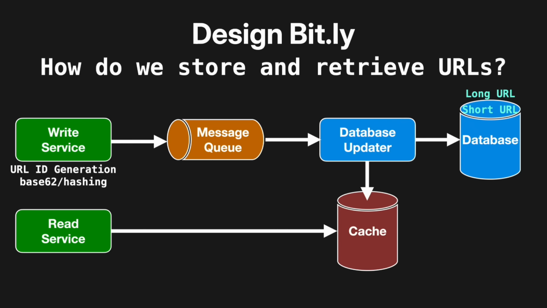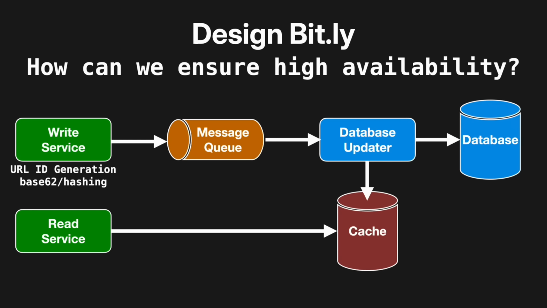Well, for this case, we are going to use this cache implementation. We'll cache only the most frequently accessed, or hot, URLs. This allows us to serve popular short URLs quickly without always needing to requery the database. As we've seen before, the read service will first check this cache. If the short URL is found in the cache, it returns the long URL instantly. Otherwise, the read service will query the database to retrieve the long URL.